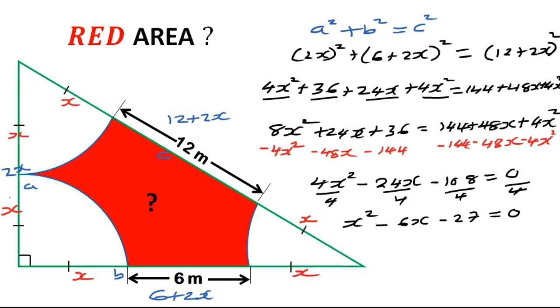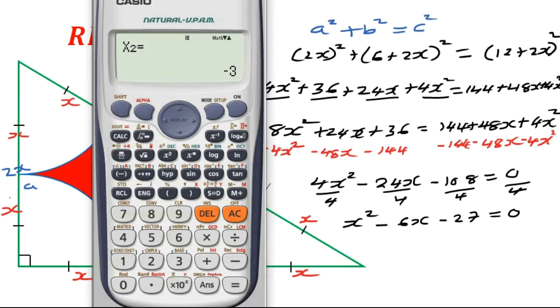So what is the value of x? So there x will be, I go to equation number 5, then quadratic is number 3. So we have a, the coefficient of x squared, is 1, then we go to b, the coefficient of x, is negative 6.